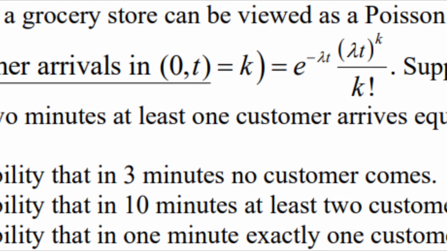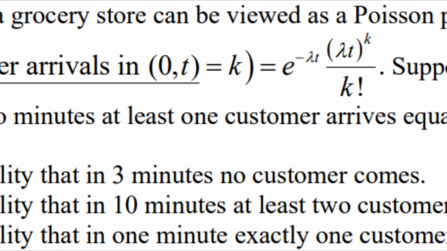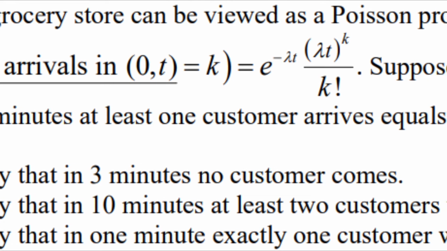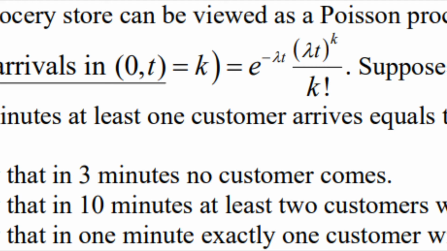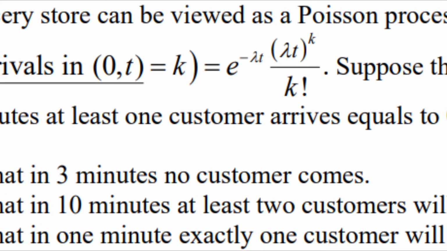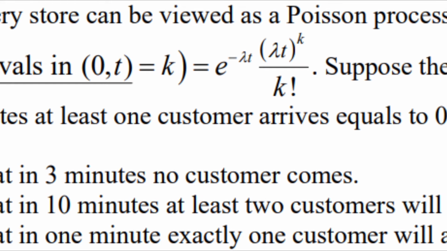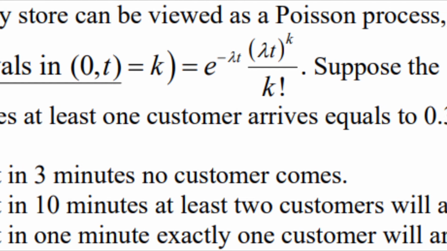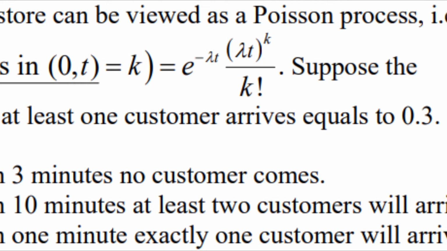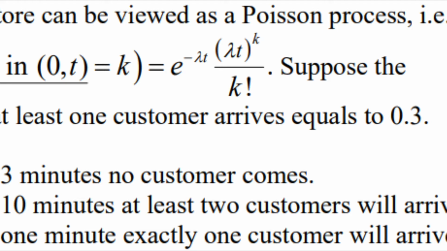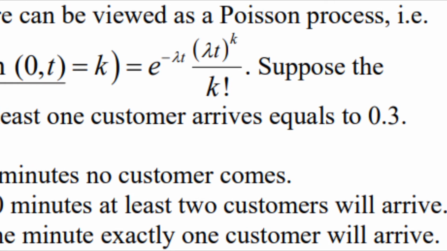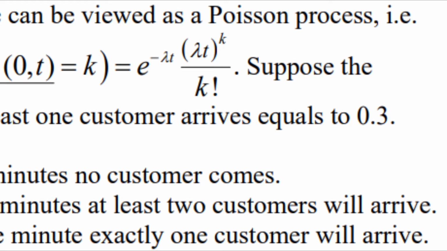So we got 4 questions. Problem 1 is find lambda, and problem 2 is find the probability that in 3 minutes no customer comes. Problem 3 is find the probability that in 10 minutes at least 2 customers will arrive. And problem 4 is find the probability that in 1 minute exactly one customer will arrive.